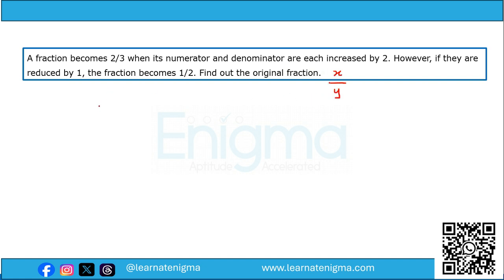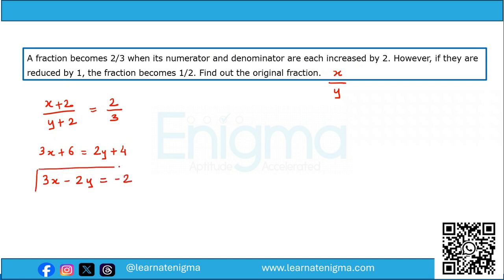So as for the first data, when numerator and denominator are each increased by 2, it becomes x plus 2 upon y plus 2. This becomes 2 by 3. Now if we cross multiply, you will get 3x plus 6 is equal to 2y plus 4. So your linear equation will be 3x minus 2y is equal to minus 2. So this is your first equation.